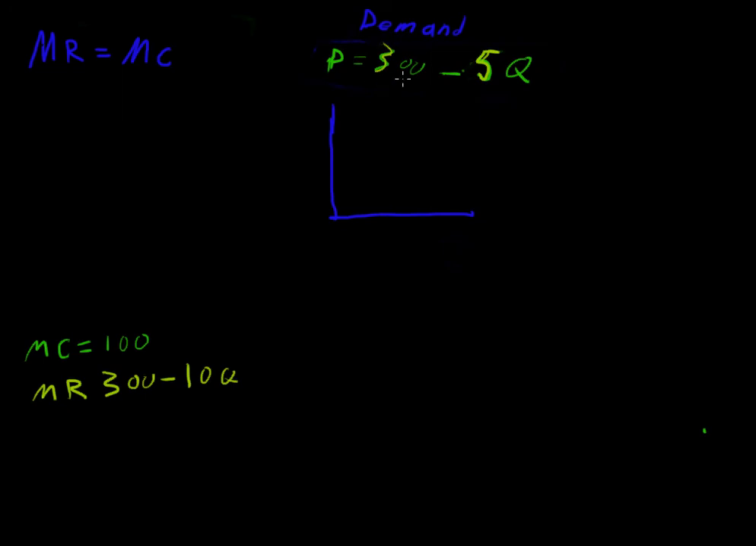So we start with the 300 on our price axis here. On our quantity axis, if Q is equal to 0, then you can solve this equation and P is equal to 300. So that's how we know the intercept. And then it typically goes all the way down, and we know if P is equal to 0, then Q is equal to 60. Okay, so that is our demand curve, and it's representative of this equation.